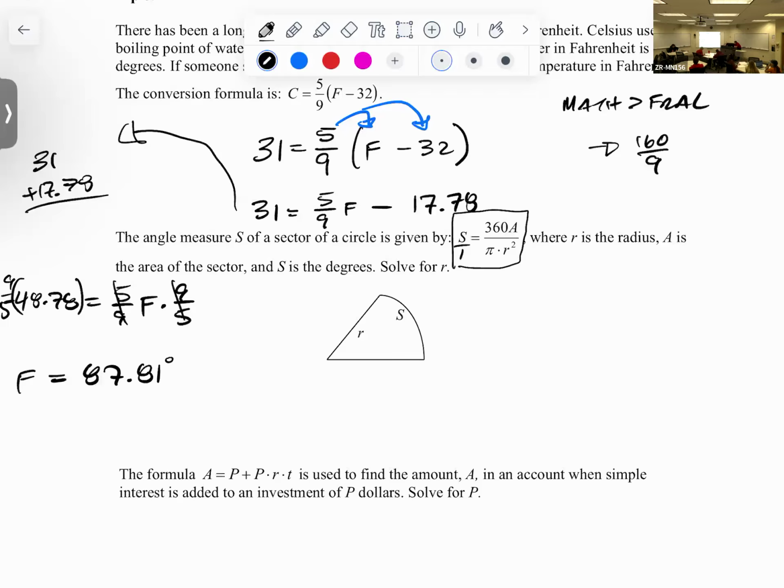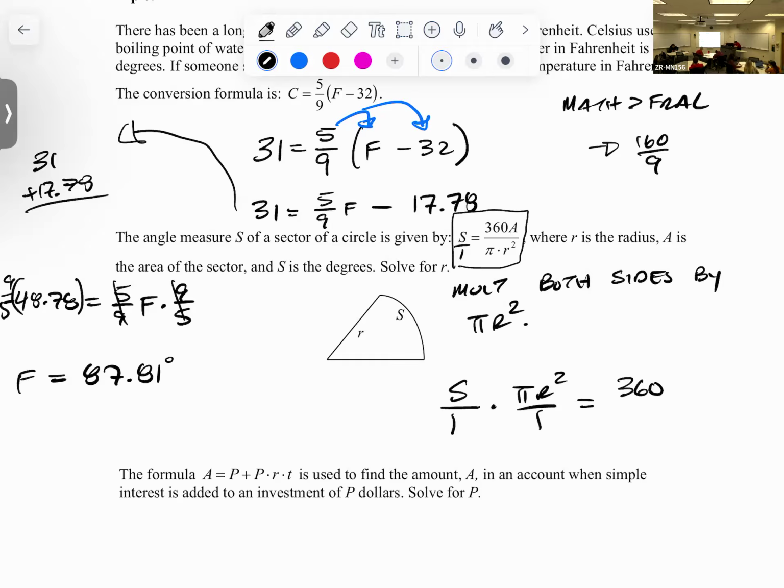Or the same concept is multiply both sides by pi r squared. That would be the same thing algebraically. The fast way is to do cross multiplication here. But if I multiply both sides by pi r squared over 1, equals 360a over pi r squared times pi r squared over 1. What happens on the right side? It just cancels out. And so then I have S pi r squared equals 360a.